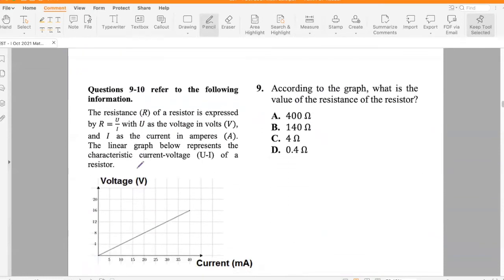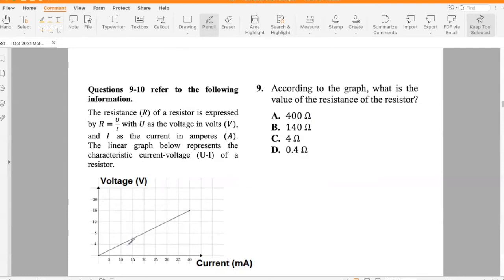The resistance of a resistor is expressed by R is equal to U by I, with U as the voltage in volts and I as the current in amperes. The linear graph below represents the characteristic current voltage of a resistor. Okay. According to the graph, what is the value of the resistance?